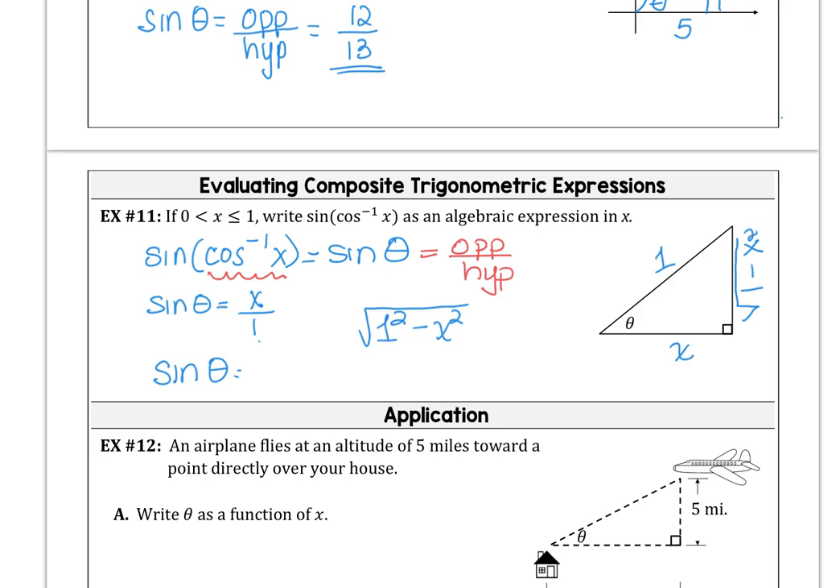So what's the sine of our angle? Sine of the cosine inverse is the sine of our angle, and that happens to be radical 1 minus x squared. It's that length on the other side. The sine, that's opposite divided by hypotenuse, would be this expression here. Ooh, that one hurts your head, doesn't it?